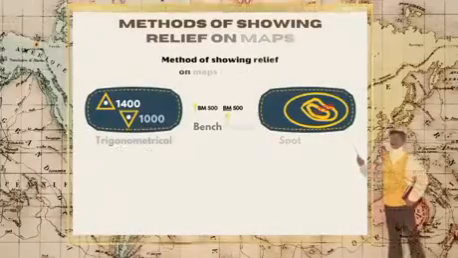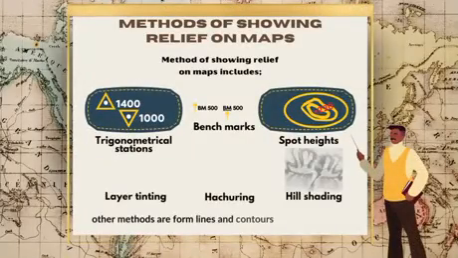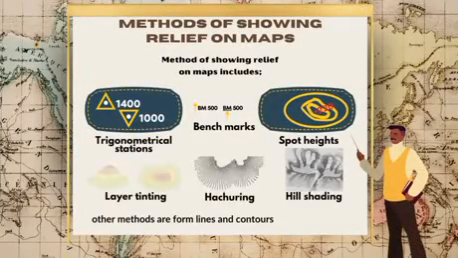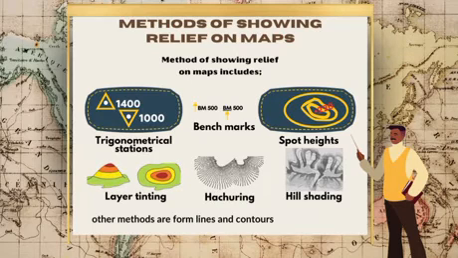Now, first and foremost, talking about the methods of showing relief on a map. This includes in detail how elevation and depression is represented on our map. We have several ways of showing that, which include trigonometric stations. It shows the elevation or depression of a point or a particular place using a triangle, a sign, and numbering.